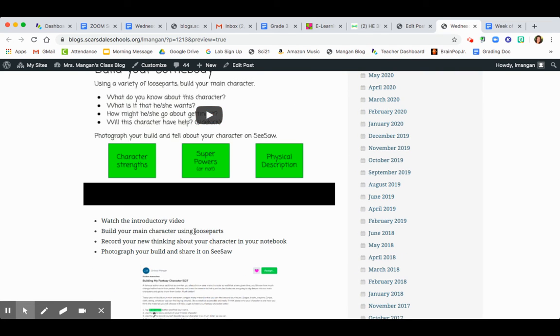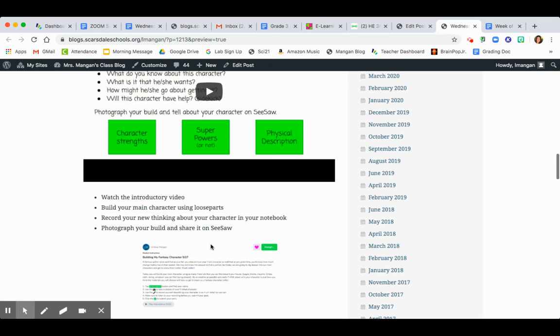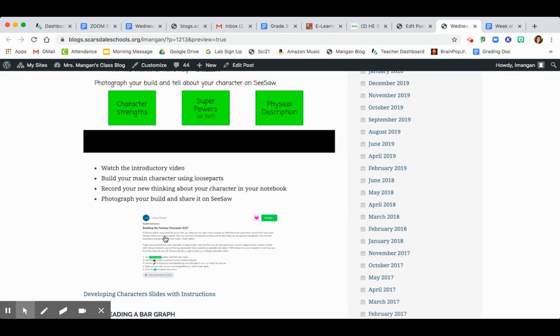So watch the video, build your main character using loose parts, and record your thinking about your character in either the digital notebook or in a notebook you have at home, and then photograph what you built and talk about your character on this assignment in Seesaw. It's called Building My Fantasy Character 527.